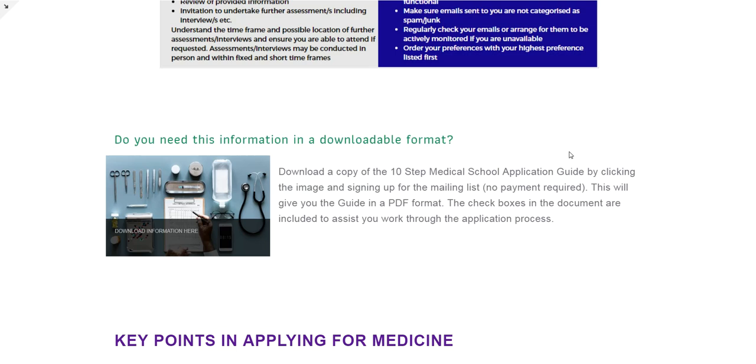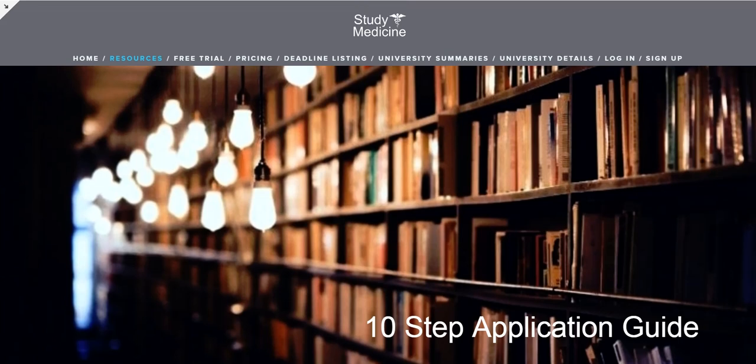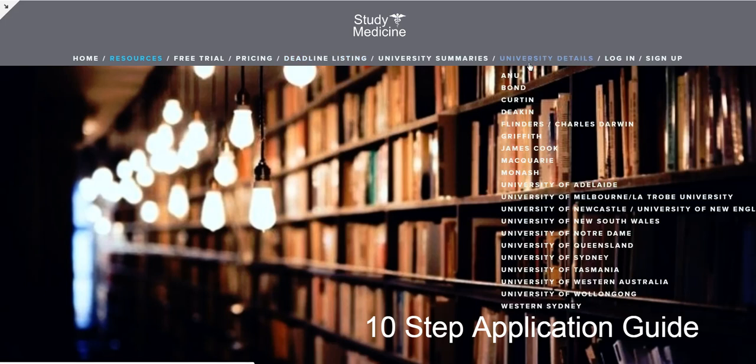I hope that's been helpful in taking you through the 10-step medical school application guide. It of course raises questions about where you might get further information about some of these particular things raised in the application guide. In Study Medicine, there are free resources provided relating to deadline information, and there's also more detailed deadline information as a deadline listing available via Study Medicine on a subscription basis. If you're interested in finding out more information about the degree application processes and the specific requirements of each degree for each university, you can head into the University Details section of Study Medicine and find further information.